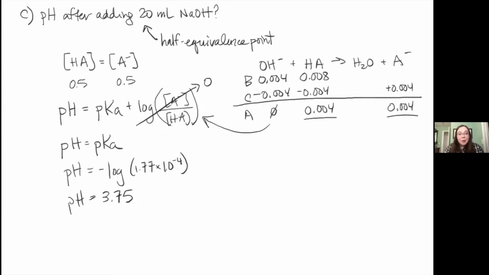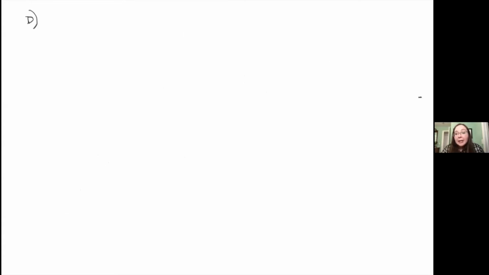Now, the next part of the question is what's going to happen after adding 35 milliliters of NaOH. So this is still before the equivalence point. So we're going to be kind of in the buffer region of that titration. So we haven't reached the equivalence point yet. So now what we're going to do, we've got our strong base that we're adding to our weak acid. We know they're going to react stoichiometrically.